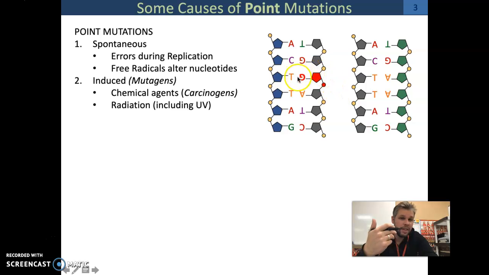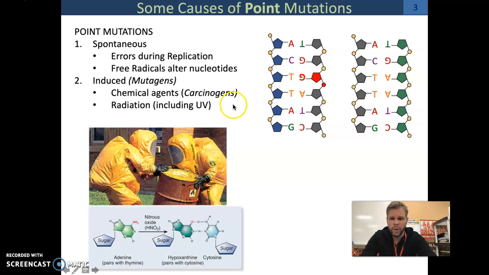And what can happen is a mistake like right up here, right? So we can get a G inserted up there instead of having an A. And that's an example of a point mutation that could happen. One way these can happen is through exposure to chemicals, right?